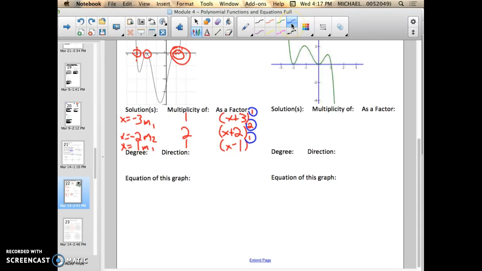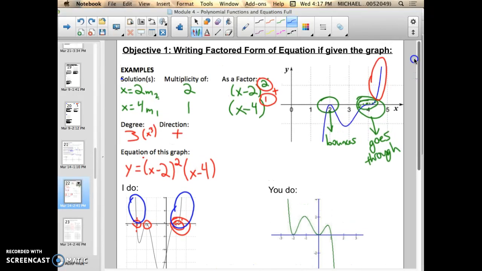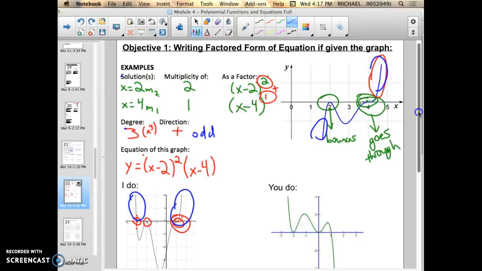1 plus 2 plus 1, I can put little plus signs there to remind myself, is 4. So the degree is 4. And the direction, you look back at what the tail is doing, it's ending going up, so I know that it is positive. If you notice, both endpoints are going up, and the degree is even, so I also know that this is even as well. And the one prior to this, one ended going up, one ended going down, so I know that this one was odd. And it makes sense because the highest power is an odd number.